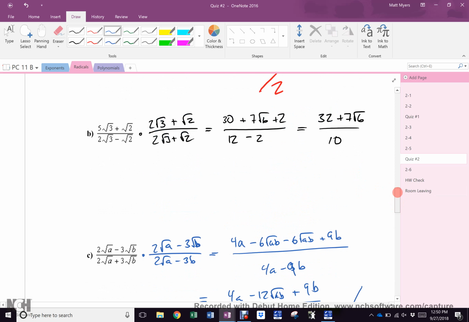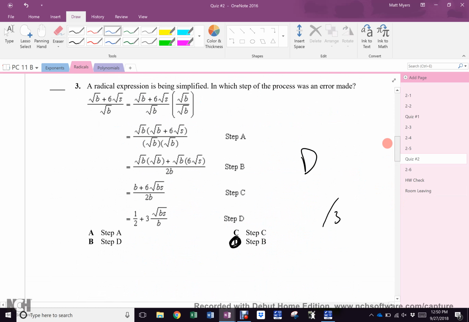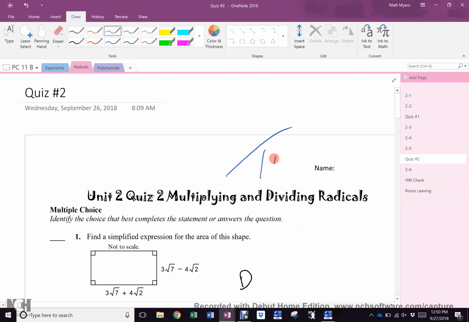That's out of 2, making it out of 6, 7, and 3 is 10.